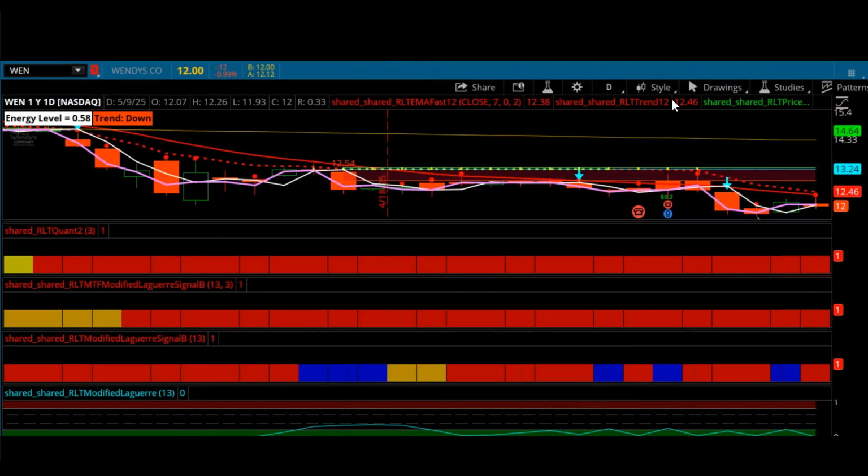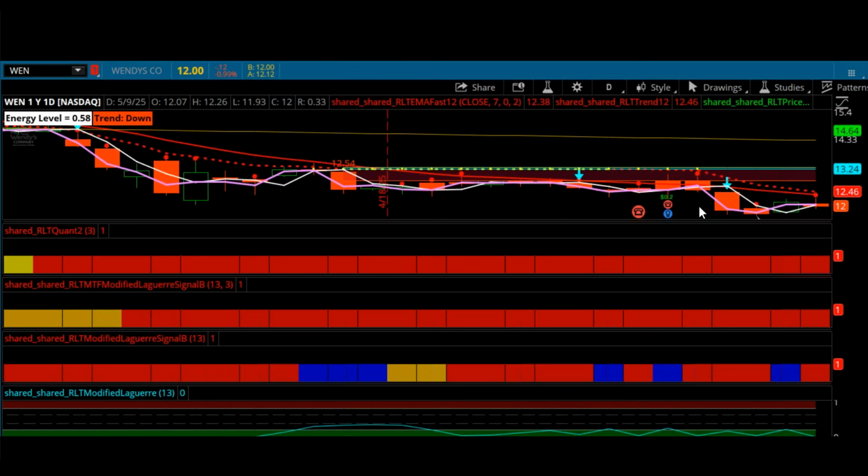Now, this was Wendy's. This is a daily chart. This shows you how we trade for swing type trades. And this was when we had a swing in just a few days ago. And you see how it's all red, the trend. Now on daily charts, we have to use the multi-time frame and the current time frame.